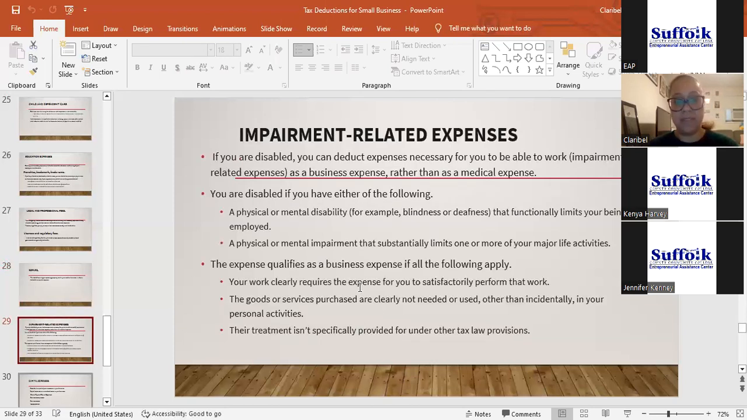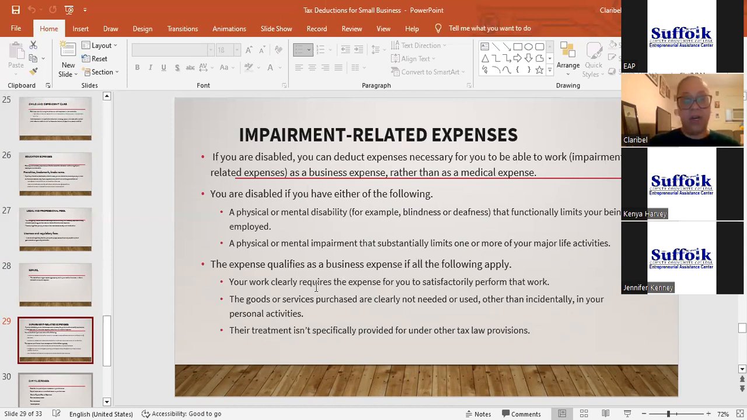Impairment related: if you're disabled, you can deduct expenses necessary for you to be able to work as a business expense rather than as a medical expense. You have a physical or mental disability that limits your life, and you need to buy certain things so you can work and run your business. Anything that you need to install in your business so you can run it properly, you can expense. The expense qualifies as a business expense if all of the following apply.